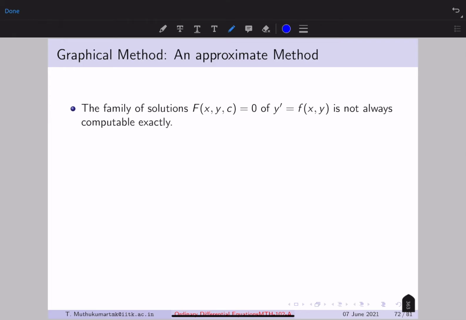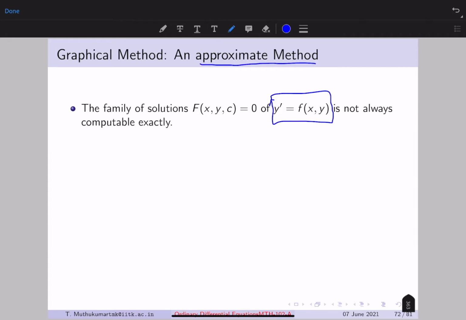So this interpretation, this point of view of the differential equation and the solution, is going to help us do what is called a graphical method, basically an approximate method, where even if we don't know the closed form solution of the differential equation, one can sketch the graph or sketch the curve in R2 using this information that there is something about the slope of the tangent. Okay, so how do you do that?